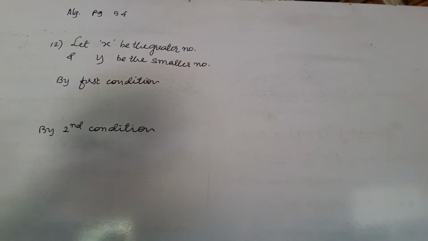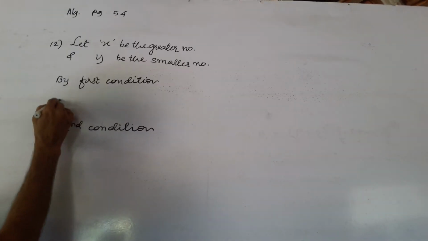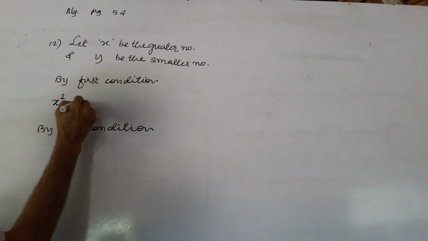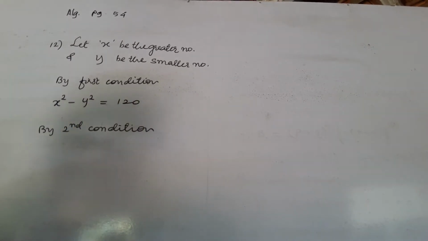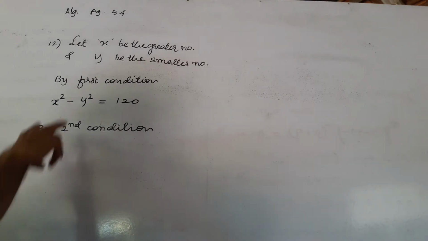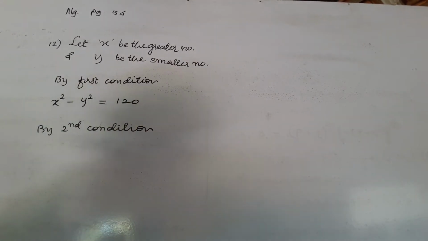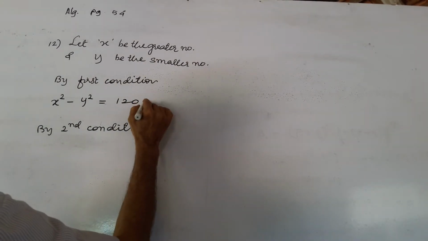The condition is given: the difference between the squares of the two numbers. So x is greater, so the square of x is x square, and the square of y is y square, and the difference is 120. So the difference between the squares of two numbers is 120. This we get by the first condition.